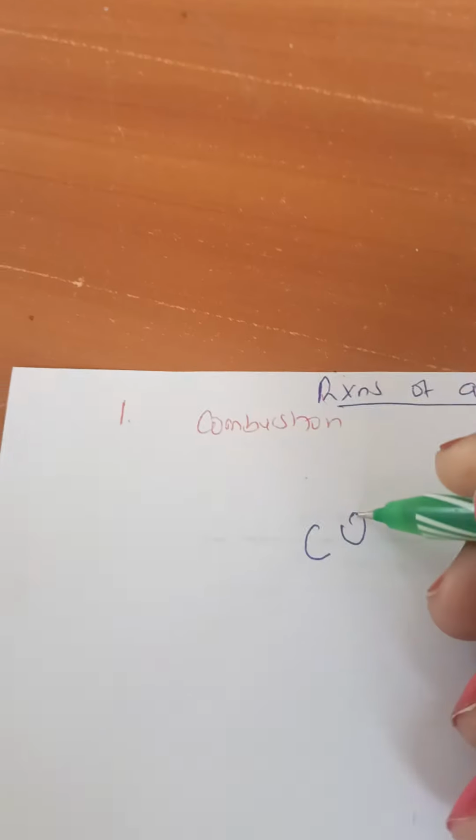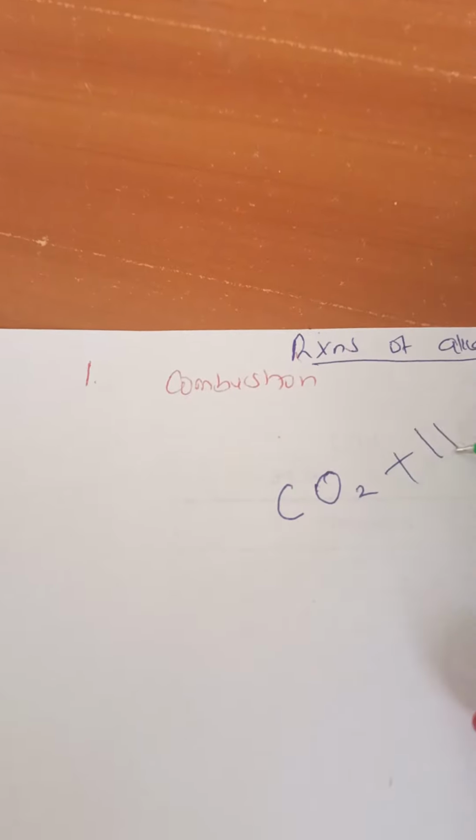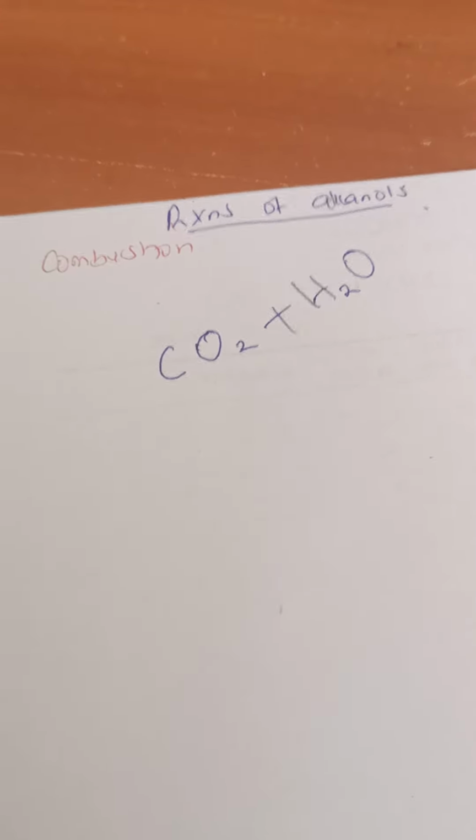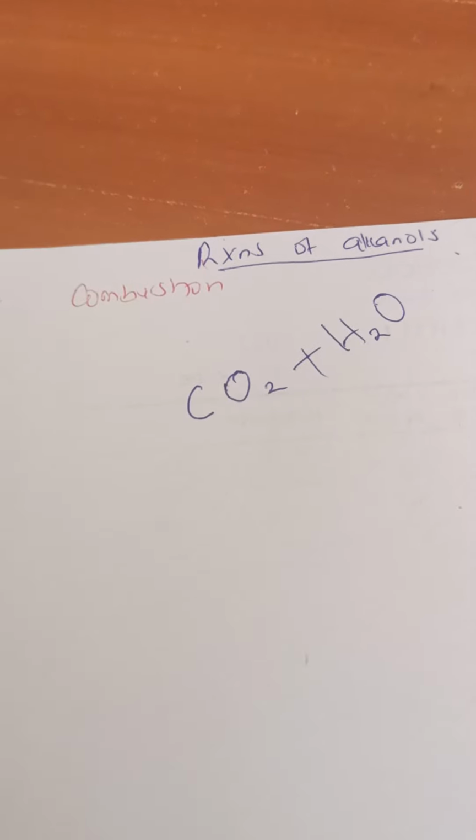In our last lesson, we were doing reactions of alkanols, and we saw one. It is combustion. When you burn an alkanol, it burns with a pale blue flame to form carbon dioxide, CO2, plus water. Those are the products you get when you burn an alkanol.